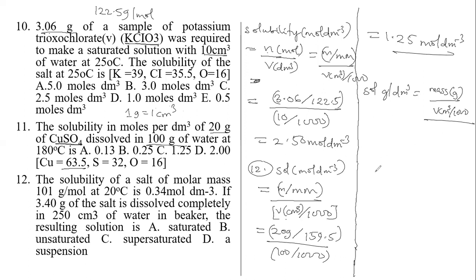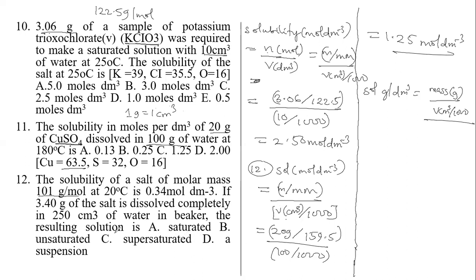Now, question number 12 says that the solubility of a salt of molar mass 100 gram per mole at 20 degrees C is 0.34 mole per dm cube. If 3.4 gram of the salt is dissolved completely in 250 cm cube of water in a beaker, the resulting solution is: A saturated, B unsaturated, C supersaturated, D a suspension.